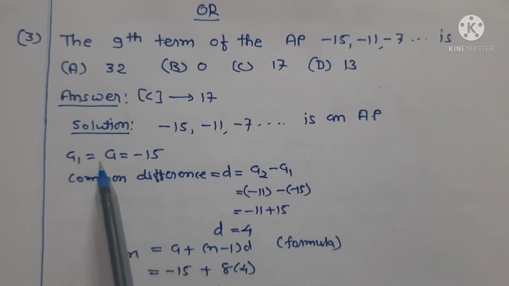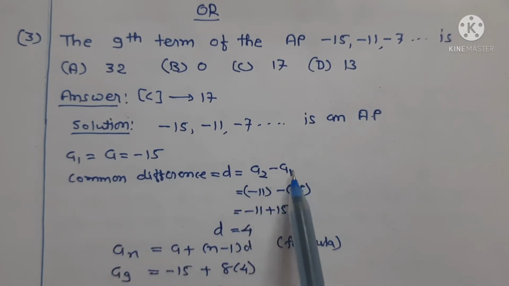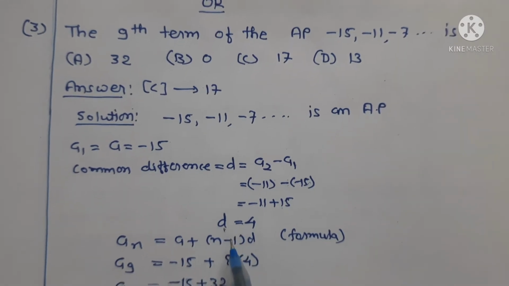Here the first term a1 equal to a equal to minus 15. Common difference d equal to second term minus first term. The second term is minus 11, minus the first term, minus 15. Minus 11 minus into minus plus, 15 minus 11 equal to 4. So this common difference d equal to 4.